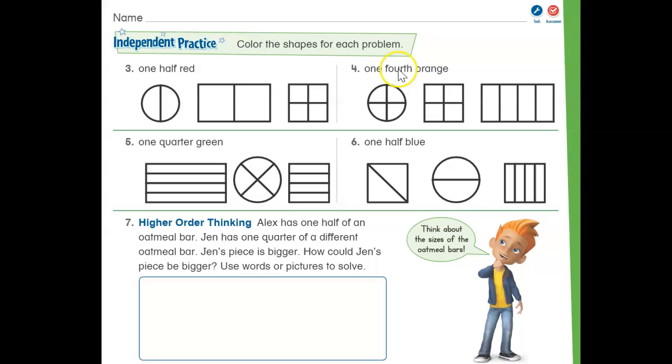Okay, this is asking you to do 1/4 orange, 1/4 green, which is the same thing as 1/4, and 1/2 blue. We have a challenge question for you as well.